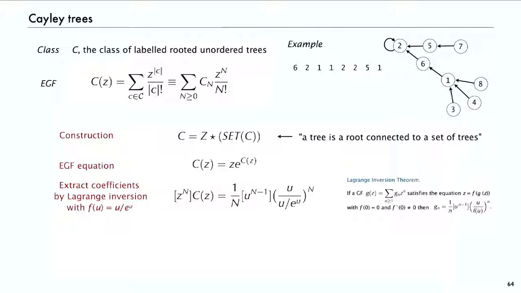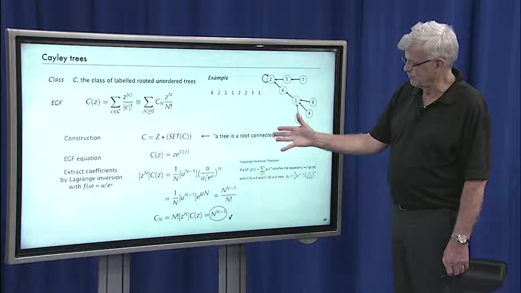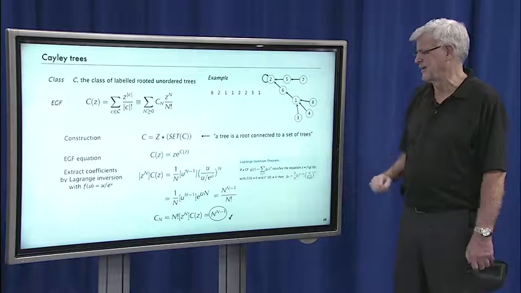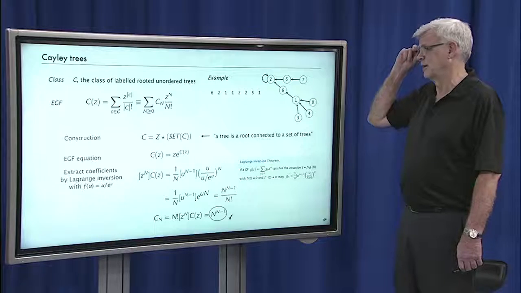So the coefficient of z to the n is 1 over n, coefficient of u to the n minus 1 in e to the un. Well, e to the un is the sum over k of (un) to the k over k factorial, and the coefficient of u to the n minus 1 in that gives n to the n minus 1. So the number of Cayley trees with n nodes is n to the n minus 1. That's a direct proof with analytic combinatorics. Now, it does depend on Lagrange inversion, but Lagrange inversion is a very general tool that we can use in this same way for many similar problems.